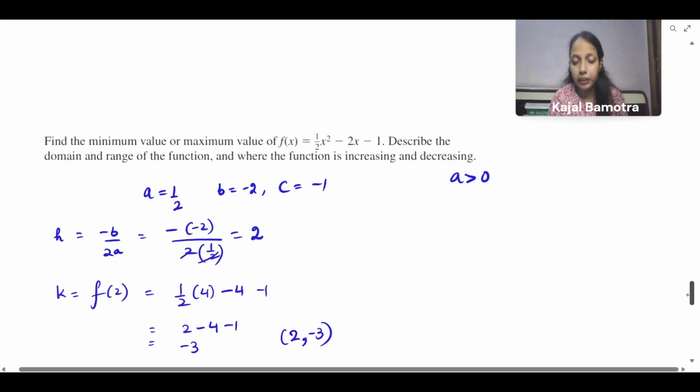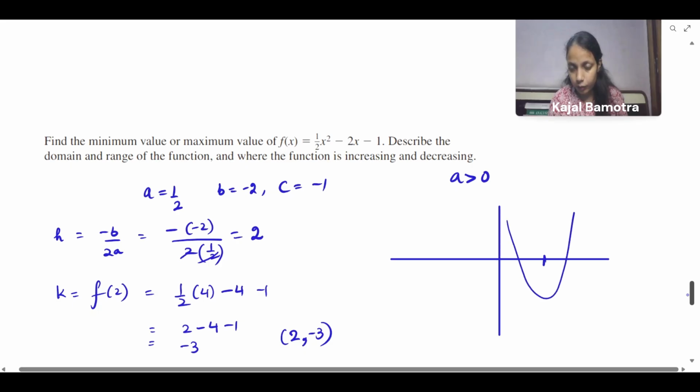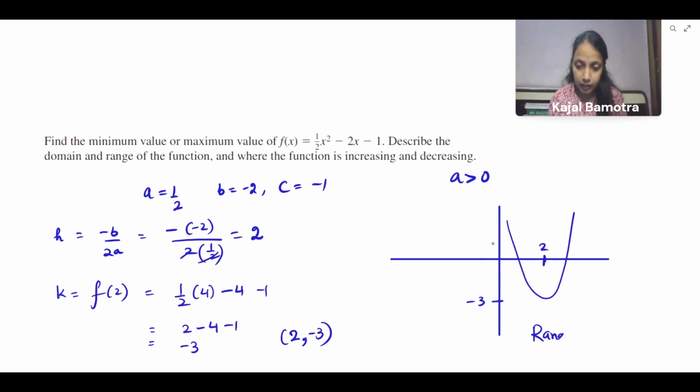Describe the domain and range. As we know, the graph will be like this. At 2 it will be -3. So this is the minimum value. All the other values will be greater than this. So the range is y greater than or equal to -3. All values are greater than this minimum value.